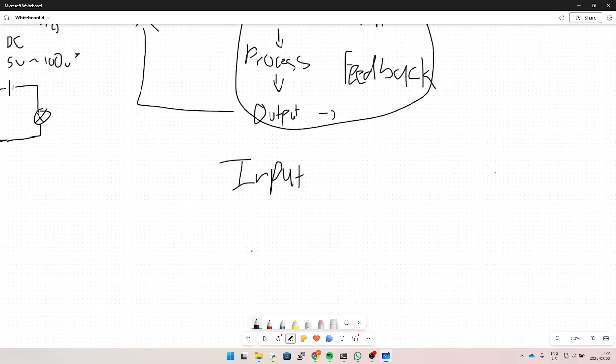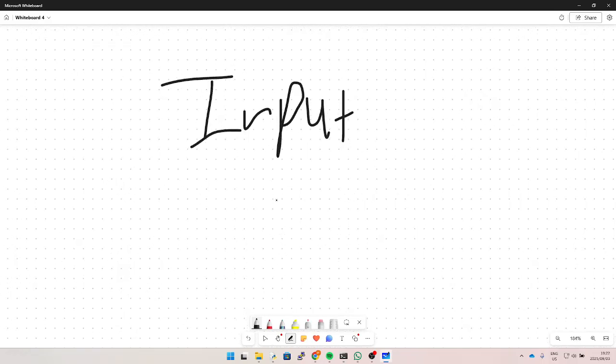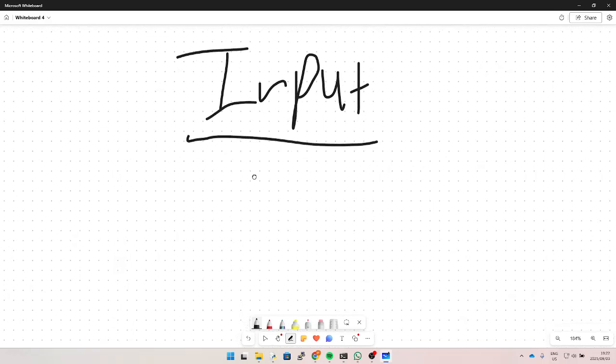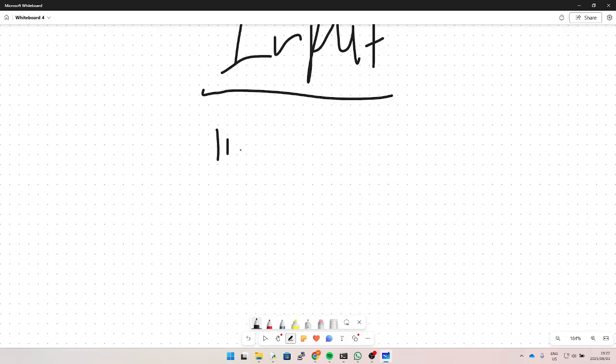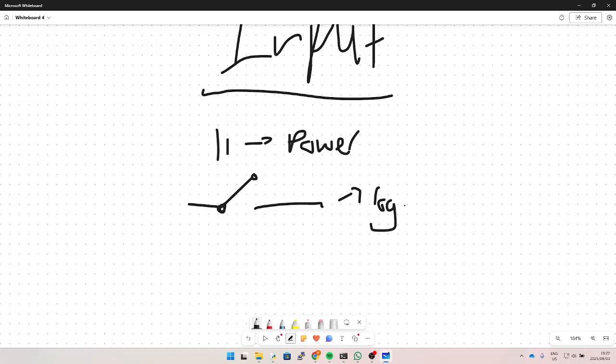Now the input, it's in the name: input. When you look at input, you look at a power source, or you look at something that does logic, for example, a switch. We'll get back to this keyword here, logic.